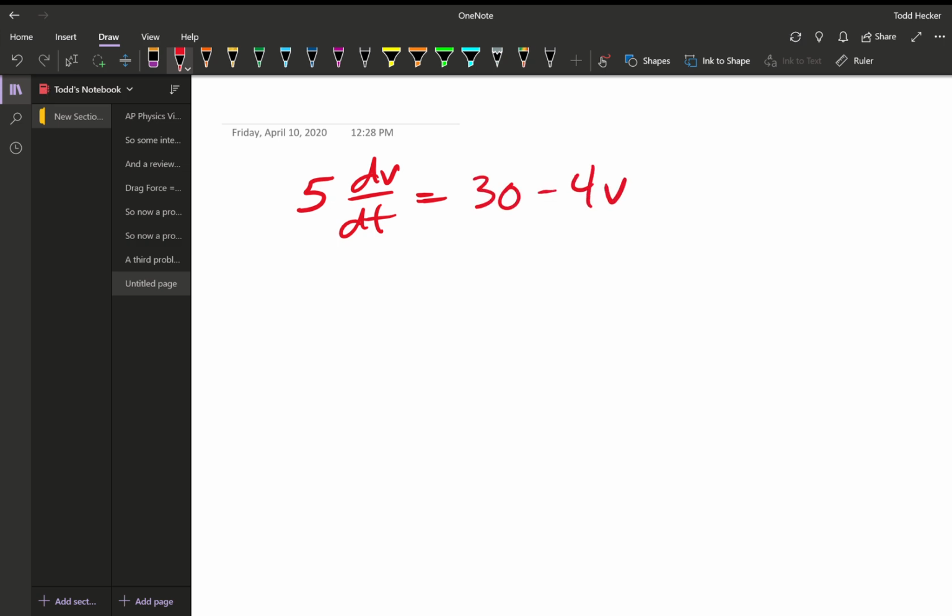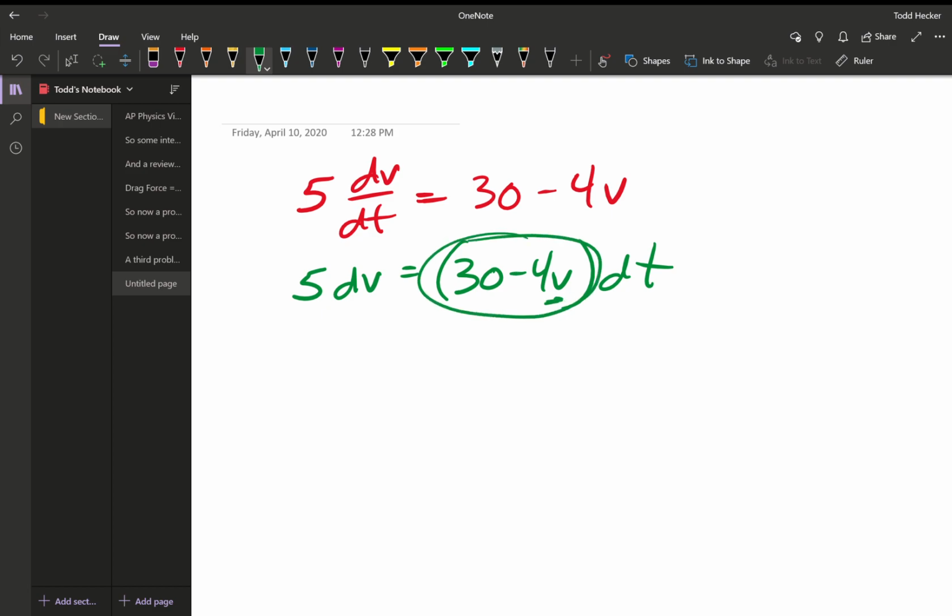Step 1, same as before: multiply both sides by dt. So I get 5 dv equals (30 minus 4v) dt. Now, remember before I said you want to move most constants to the dt side? Here we can't move all of them, only some, because the only way I can move this v over to the other side is to divide by this whole mess.